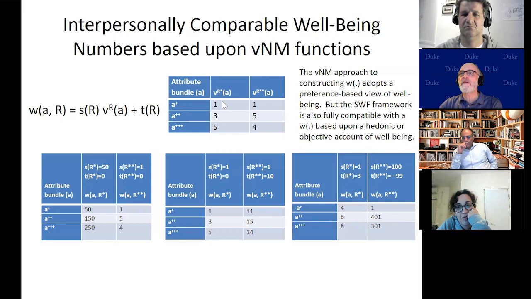It's just unique up to a linear transformation. And so you can scale it. You can scale it up and down, and that will equally well represent the preferences. If we have different preferences, then in effect, we have to choose the scaling factors. Right, and there's an element of normative choice here.